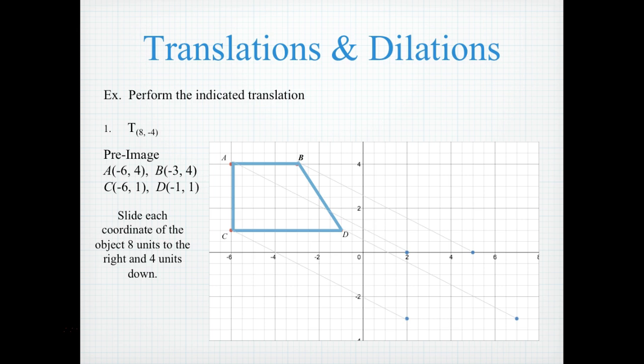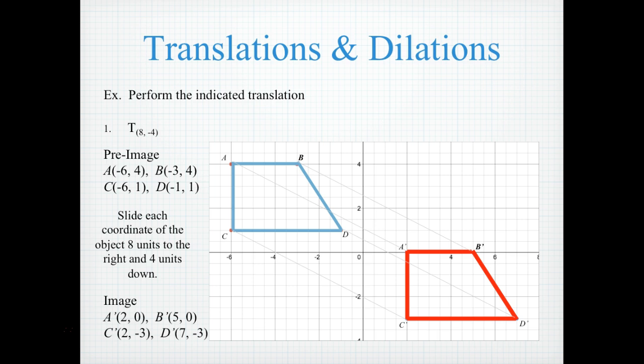So doing so provides me with new coordinates, A prime, B prime, C prime, and D prime, where A prime is 2, 0, B prime is 5, 0, C prime is 2, -3, and D prime is 7, -3. So notice that the trapezoid is congruent to the pre-image, so it is an isometric transformation.